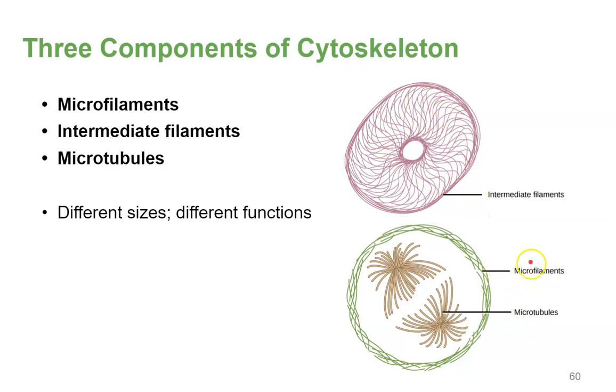The microfilaments, which are very small, you can find them on the exterior portion, and then microtubules are in the interior, and they're typically only created during cell division. They help pull the chromosomes to either pole of the cell. So intermediate filaments provide anchors for organelles, and microfilaments provide support for the plasma membrane.